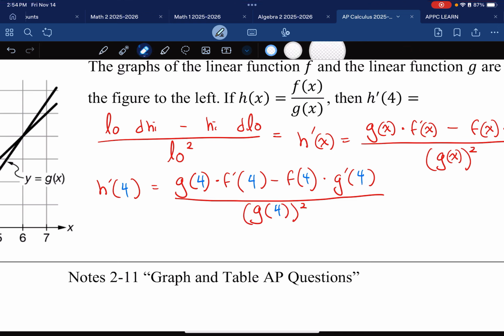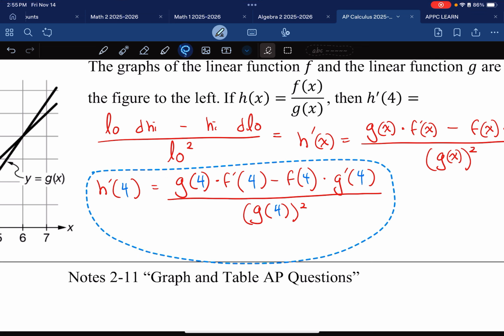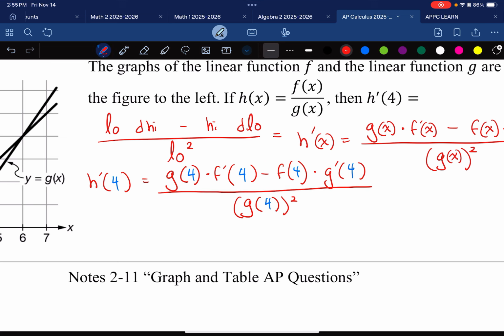And I realize that my line here could have been a little bit better. So let me go ahead and make a straighter line. Ta-da! All right. We just need to find what each of these values is. Okay, so this is going to be h prime of 4 is equal to scavenger hunt time.